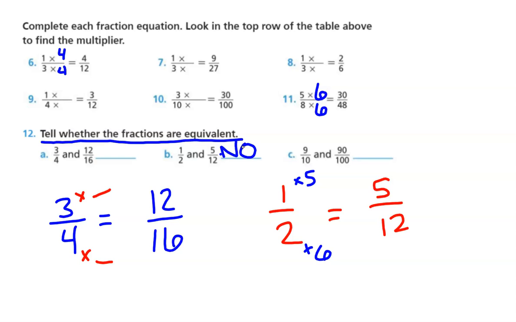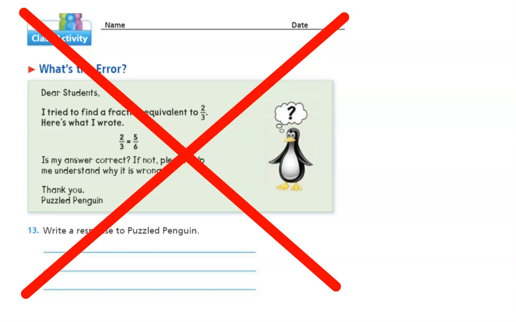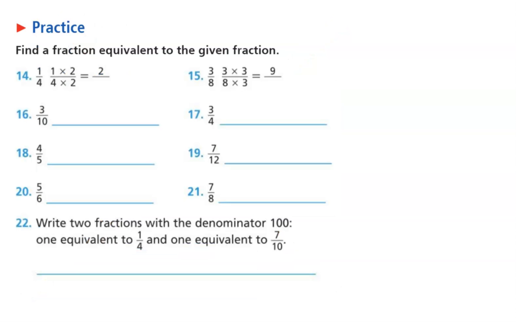Okay? I apologize for bouncing around a little bit, but these are ones you're going to go back and do on your own. I want you to notice that I do not need you to do the puzzled penguin problem. It's okay. But then the rest of this page is one that I want you to do. So it says find a fraction equivalent to the given fraction. They're just wanting you to create some. This is the easiest one in the book.